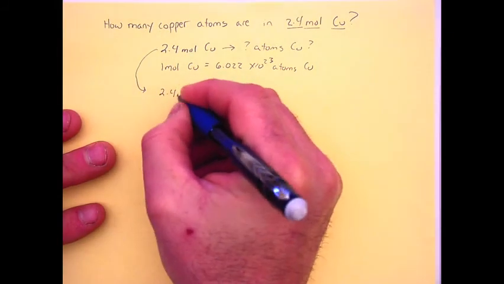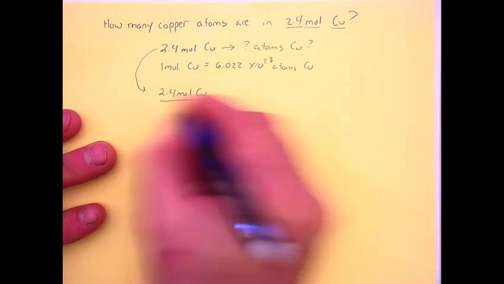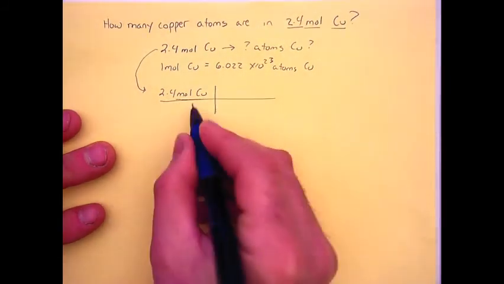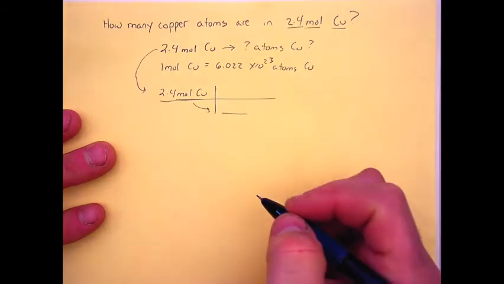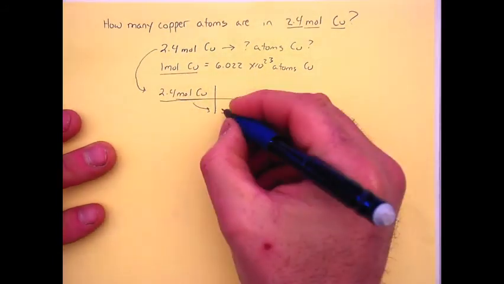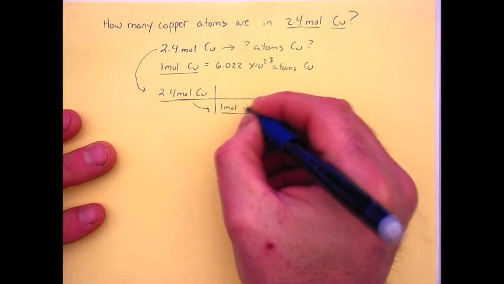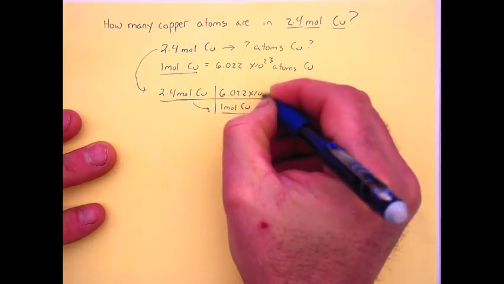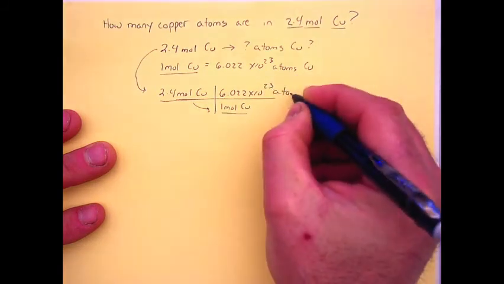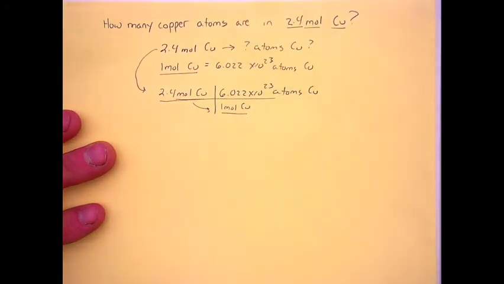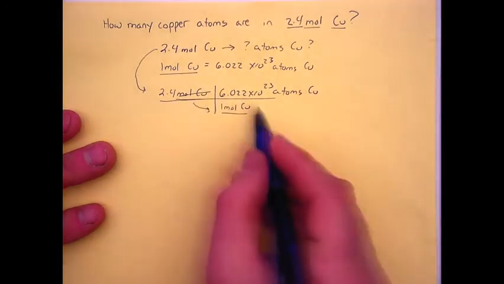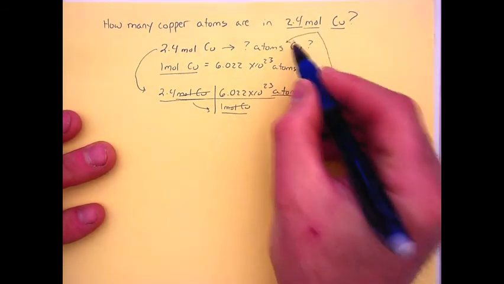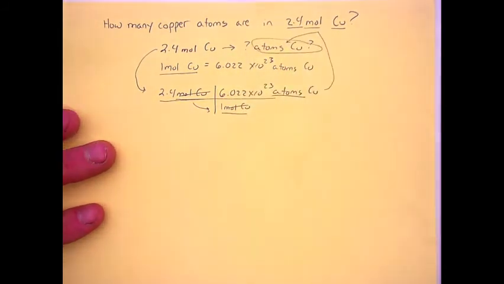We have 2.4 moles of copper in the top left-hand cell. Moles of copper are here, so therefore we need moles of copper down there. Therefore we put 1 mole of copper on the bottom, and 6.022 times 10 to the 23rd atoms of copper goes on top. Moles of copper cancel out. We're left with just atoms of copper, which is exactly where we want to end up.